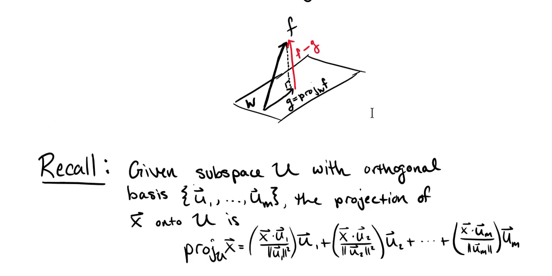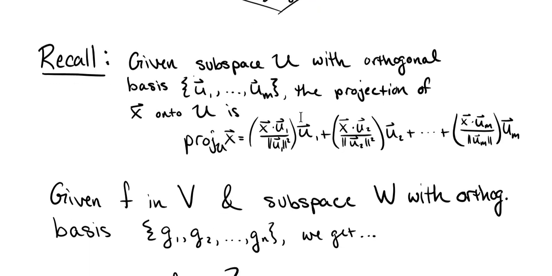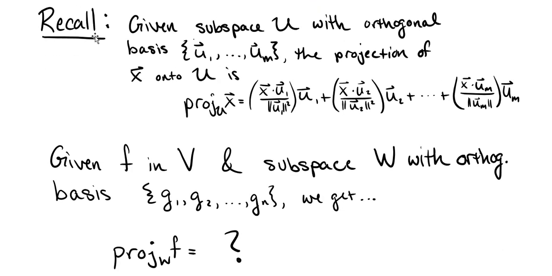So we're really just generalizing something we've already seen: how to project a vector into a subspace to get the closest thing in the subspace to that vector. Let's recall a few things to see how to do this. Given a subspace U with an orthogonal basis U1 through UM, the projection of a vector X onto U, thinking of Rn here, is given by this formula.